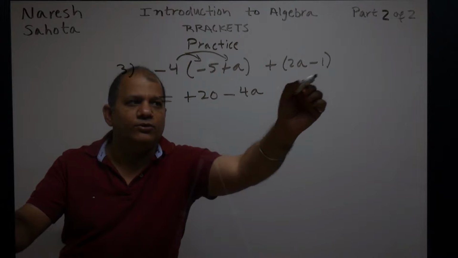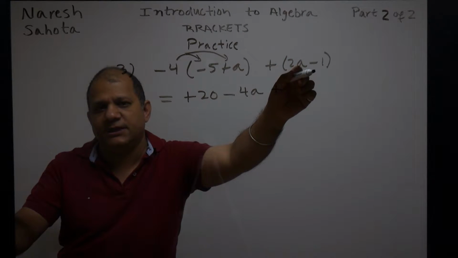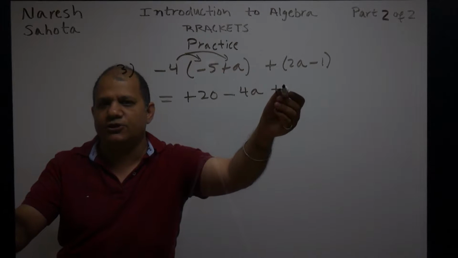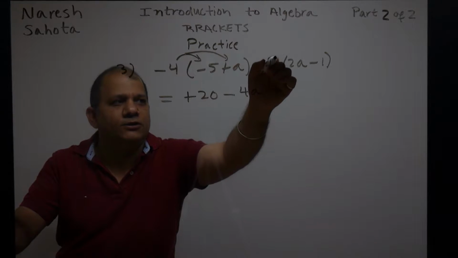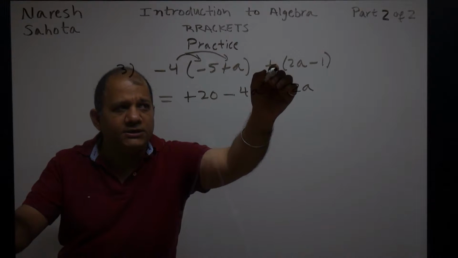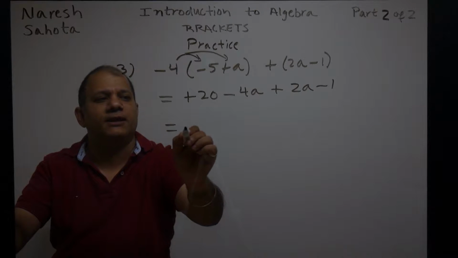And now when I remove the bracket here, I know I'm going to get whatever is inside the bracket. But I'll go through the mechanical process anyways. It's good because we're learning, right? So 1 times 2a is 2a. Positive 1 times negative 1 is negative 1. Right? So now collect like terms.